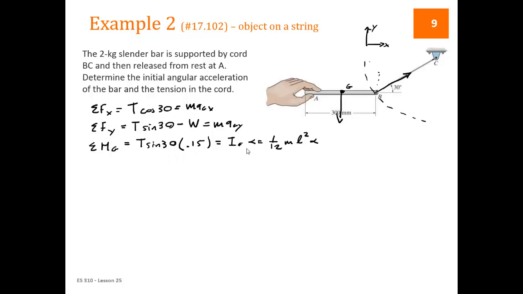So now we have three equations, and the unknowns are: we don't know T, we don't know AGX, we don't know AGY, we don't know alpha. So that is four unknowns and three equations. We need more information. That information is going to come from the relative acceleration equations, because we do know the direction of the acceleration at point B, because it's going to be in the direction of motion.